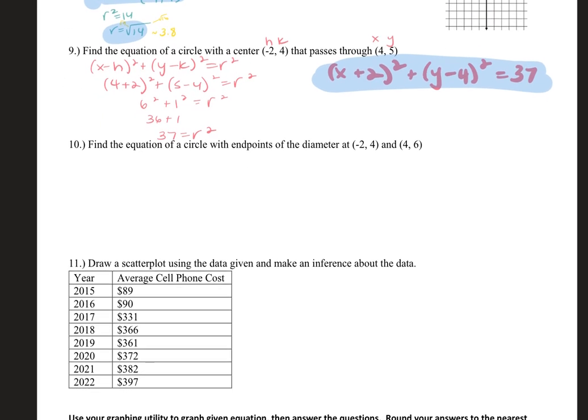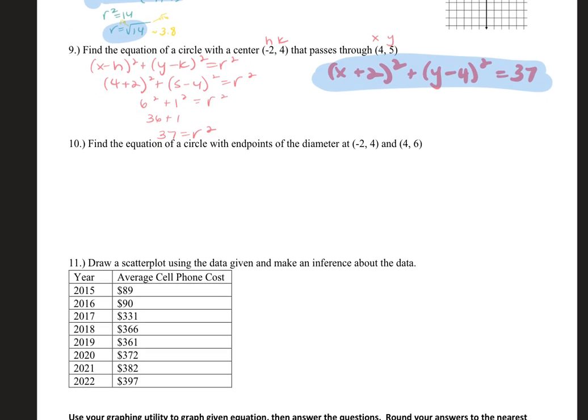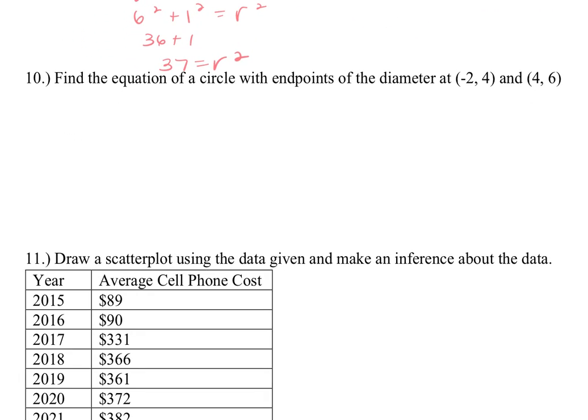Number 10, find the equation of a circle with endpoints of the diameter (-2, 4) and (4, 6). So first thing I need to find is my center. I'm going to use the midpoint. So negative 2 plus 4 over 2, 4 plus 6 over 2. And I get (1, 5).